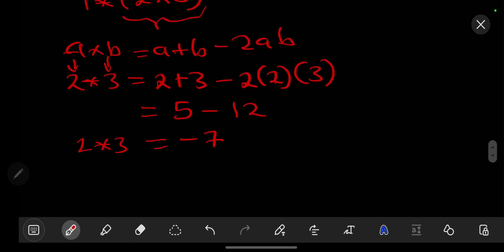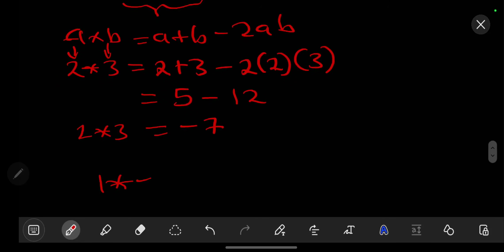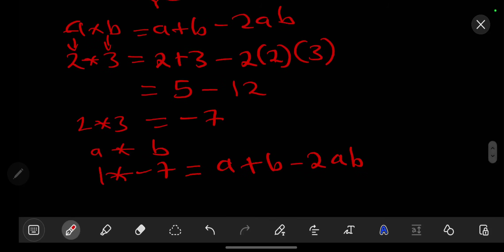Then what we are going to have is 1 star of, where there is 2 star 3 here, we are now going to put the new value, which is negative 7, should be equal to A plus B minus 2AB. So this now changes A star of B. Where there is A, we put 1. So we are going to have 1. Then where there is B, we are going to put a negative 7, minus 2. Where there is A, put 1. Where there is B, you are going to put a negative 7.